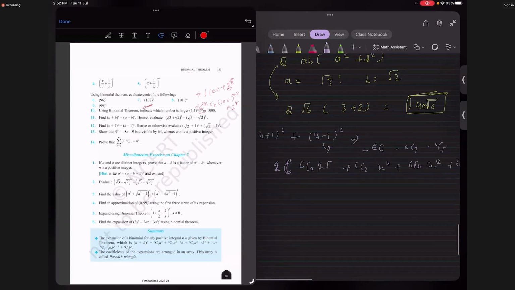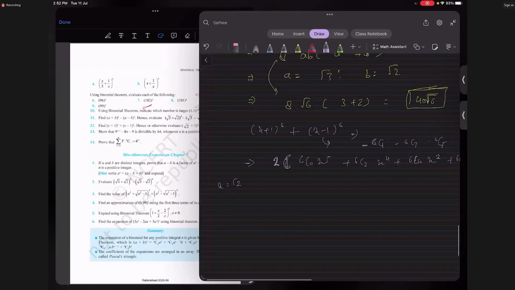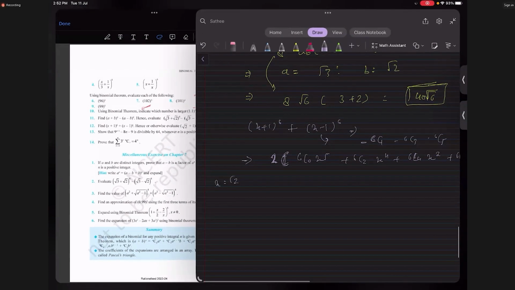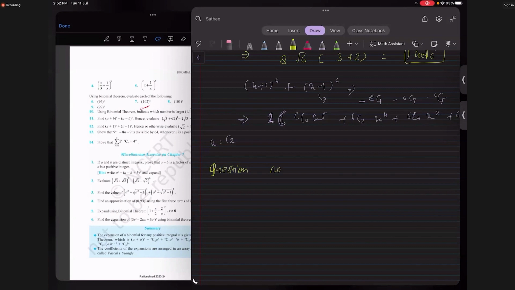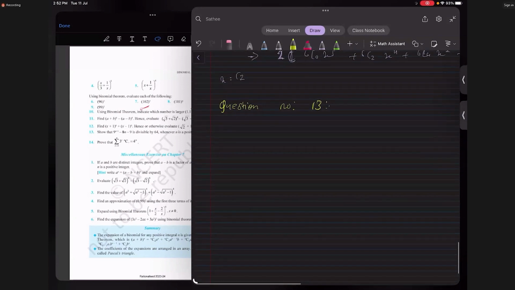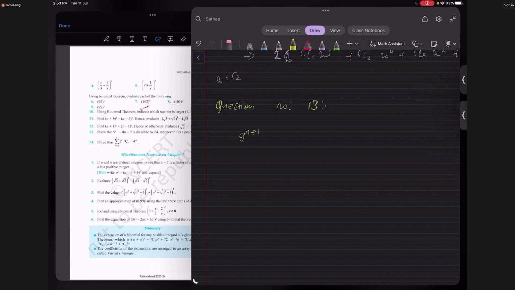So we move to question number 13 now. You have been told that 9 to the power n plus 1 minus 8n minus 9 is divisible by 64, and you have to prove that.